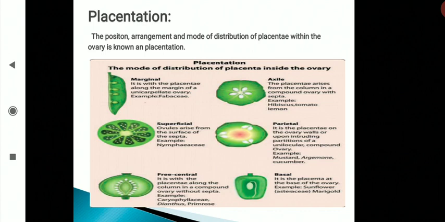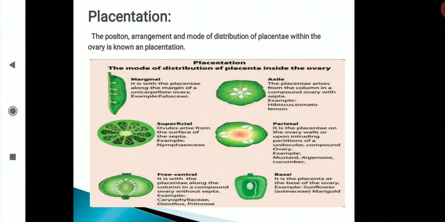Third one is the superficial type of placentation. The ovary is multilocular, the gynoecium is polycarpellary, syncarpous and superior. The placenta develops all around the inner surface of the partition of the ovary. The example is Nymphaea, that is a lotus plant.